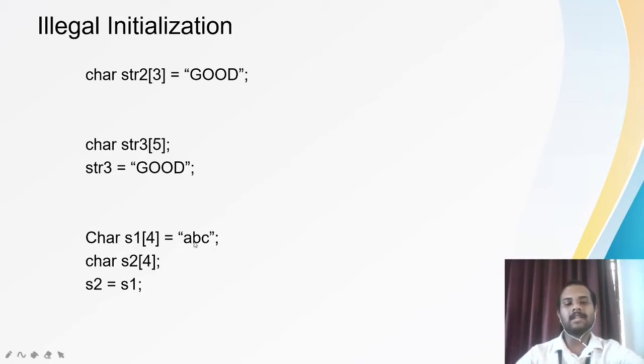Now if you notice another one here, char S1[4] = "ABC" and char S2[4]. Okay, sufficient memory is there, and ABC got stored in S1, no problem. But the problem arises here: S2 = S1. One string cannot be assigned to another string directly. Okay. So this is also not possible. You can use string copy, which we will discuss in later classes, for doing this operation.